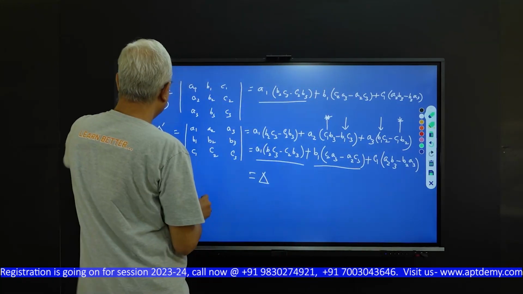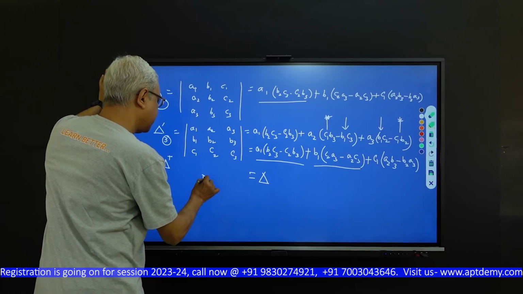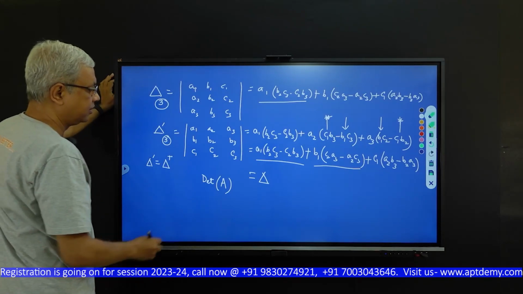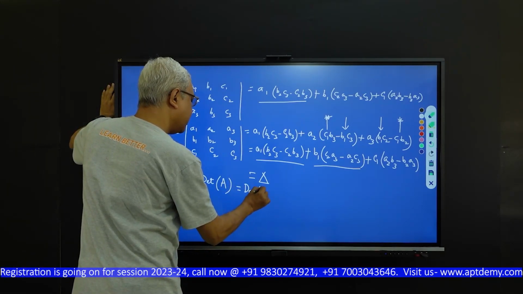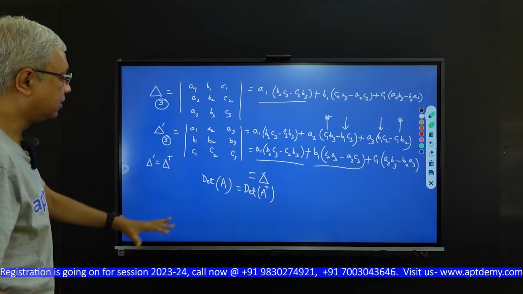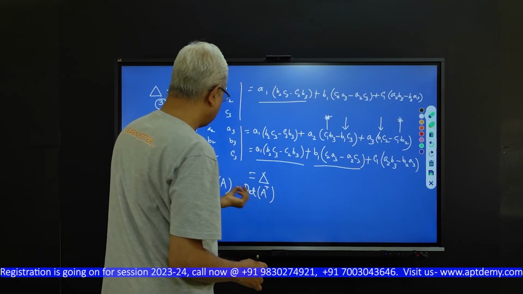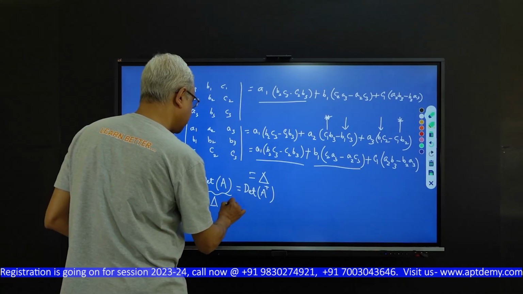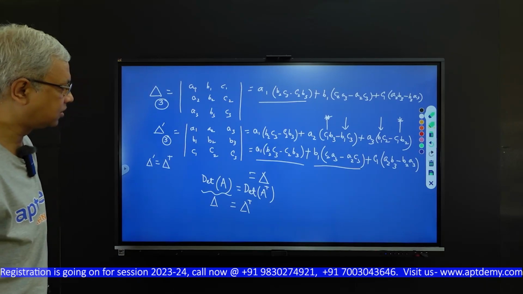Just remember the determinant of A and the determinant of A transpose, they are equal. A is a 3 by 3 matrix, and the determinant of its transpose, that is delta T, is equal to delta. That property we have discussed.